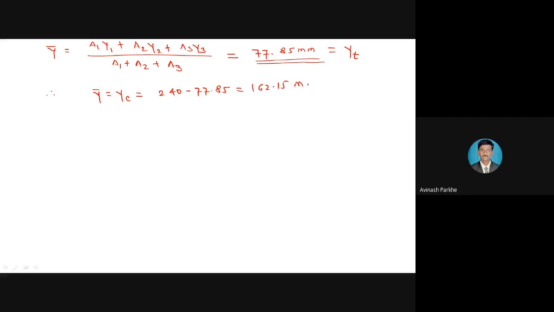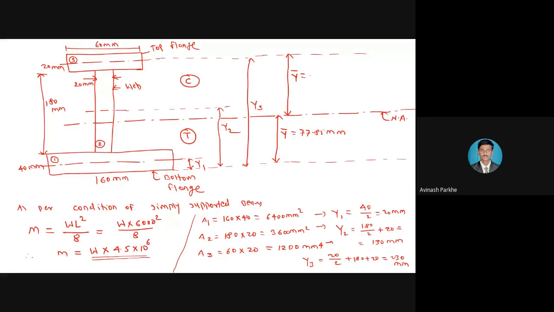Okay, so represent this Y bar also on the figure. That is, Y bar is equal to 162.15 mm, which is YC, and the bottom is YT. That means by using that particular type of beam, here we have defined which is the YT value and which is the YC value. Okay, so now all the Y bars are calculated.